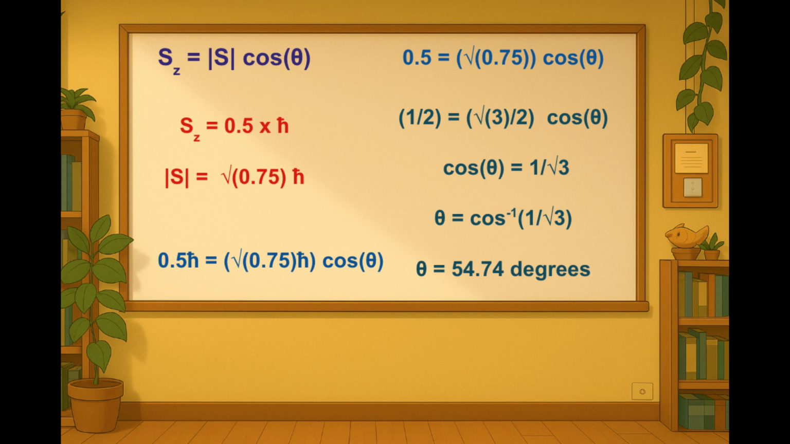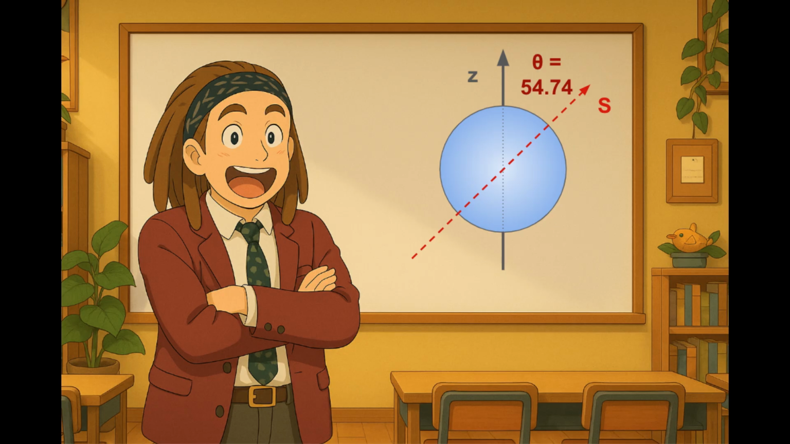Finally, to find theta, we take the inverse cosine, or arc cos, of 1 over square root of 3. Using a calculator, theta is approximately 54.74 degrees, so the electron's spin angular momentum vector makes an angle of about 54.74 degrees with the z-axis. Let's check by substituting back into our equation.